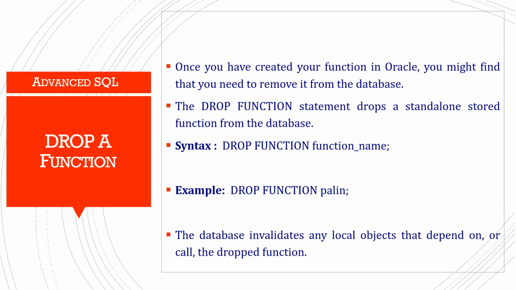The database invalidates any local objects that depend on or call the dropped function. So it returns an error if you are trying to access this dropped function. Okay, so the drop function statement can be used for dropping a function.